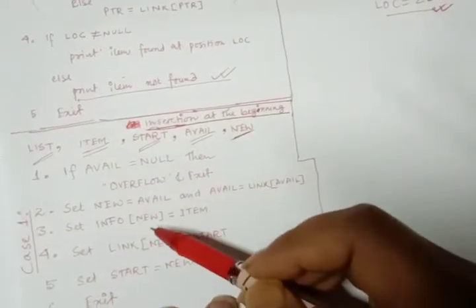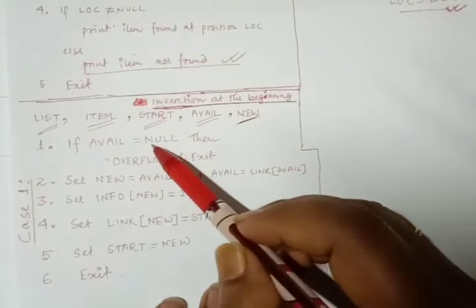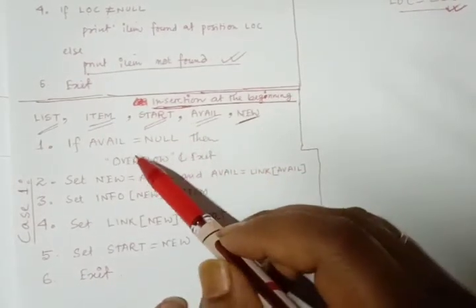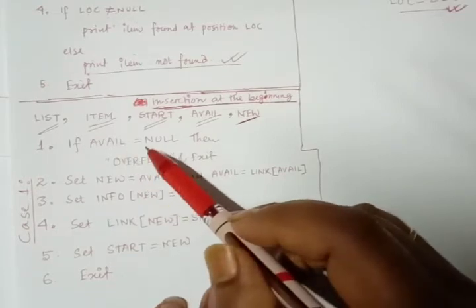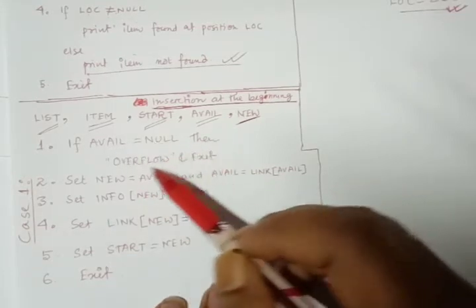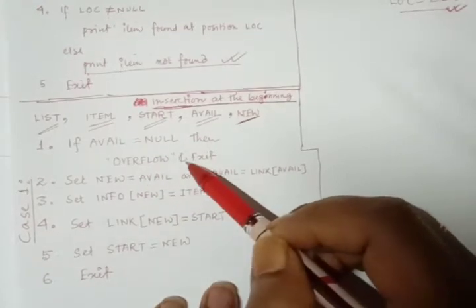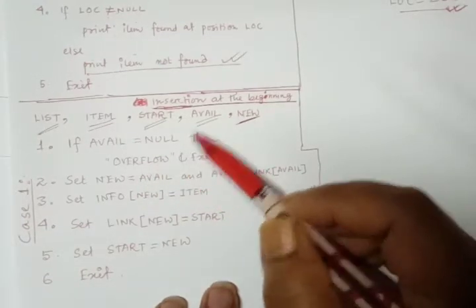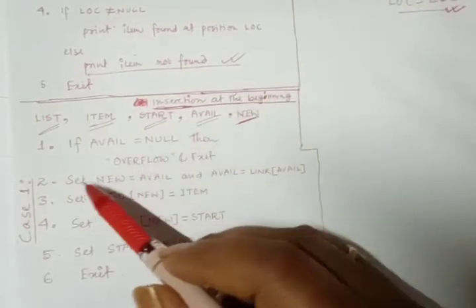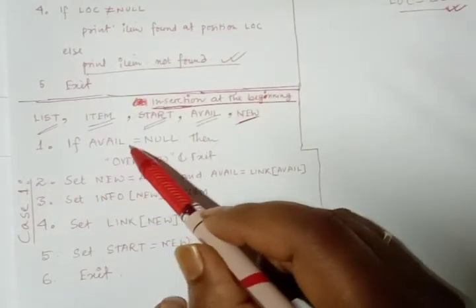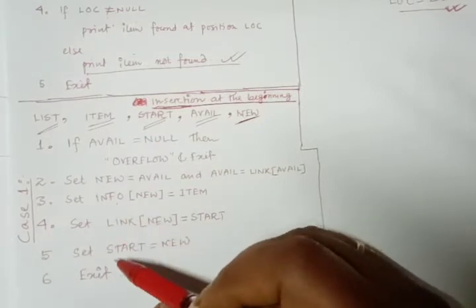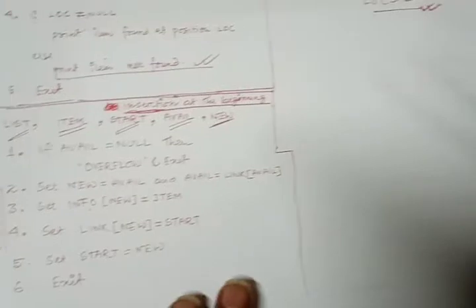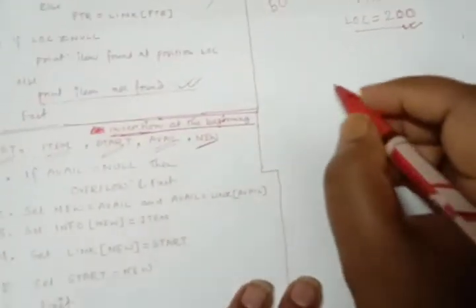So this is the algorithm. If avail is equal to null, because I have already told that in case of inserting a new node in the list, we have to check whether avail is null or not. If avail is null, then overflow will execute and exit. The system comes out from this statement. In case avail is not equal to null, then step 2 will execute, step 3 will also execute, 4, 5, and then finally step 6. Now you check how this algorithm works.